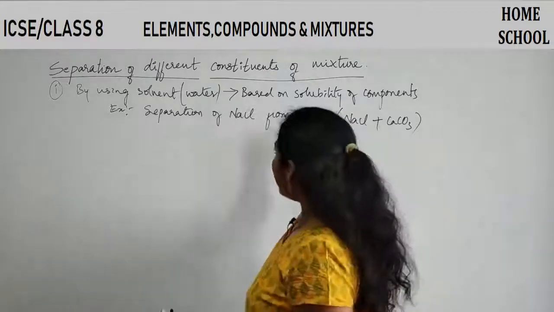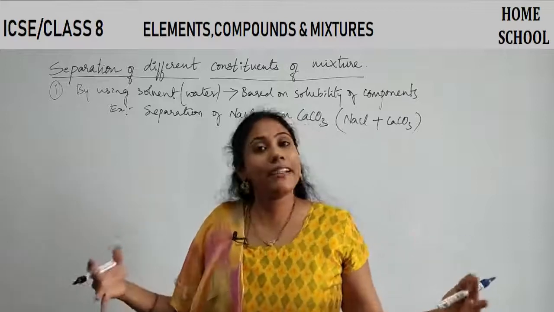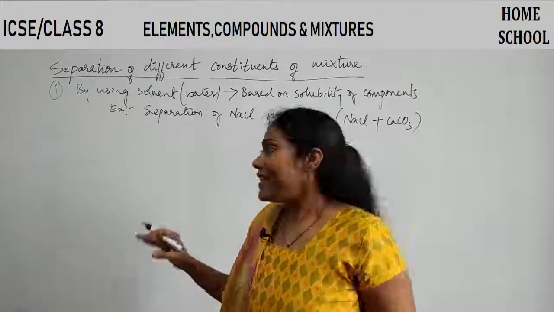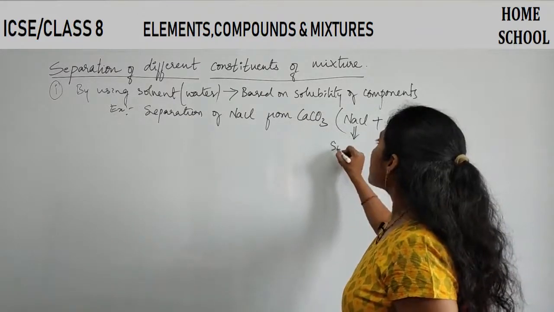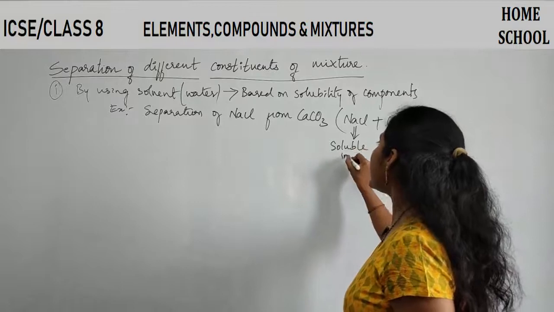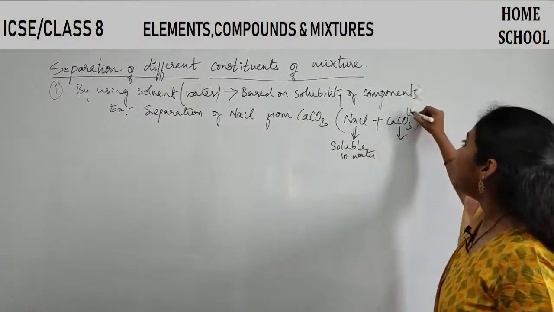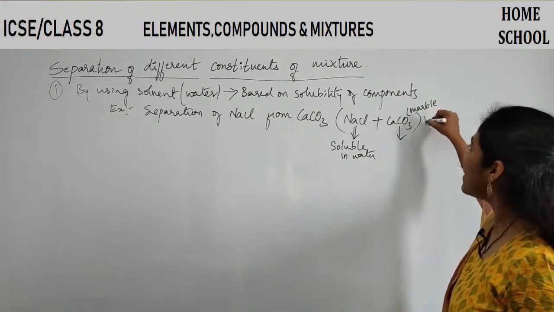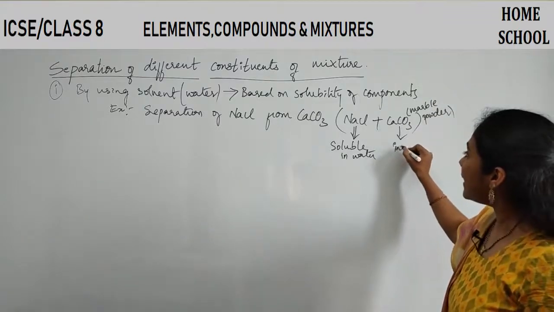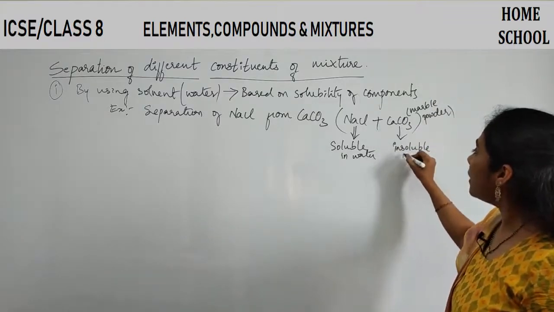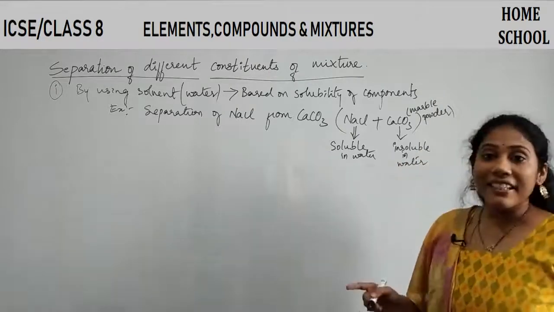So I can definitely use this method. I can use a certain solvent and then separate the components of the mixture. I selected this method because NaCl is soluble in water, whereas calcium carbonate, which is nothing but marble powder, is insoluble in water. It is not soluble in water. So definitely I can use this method.